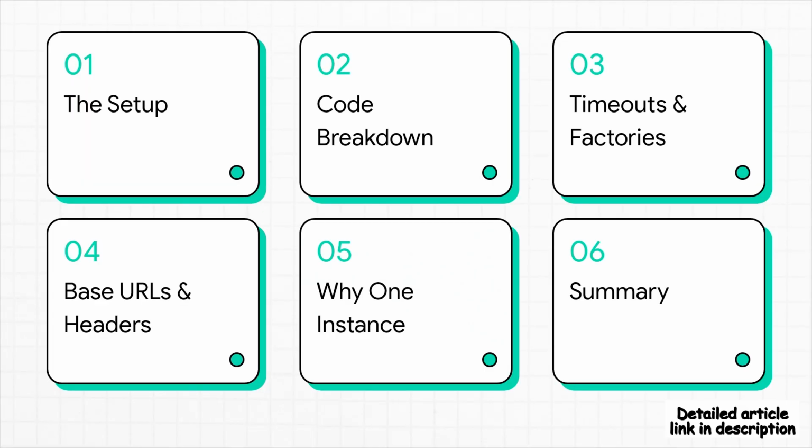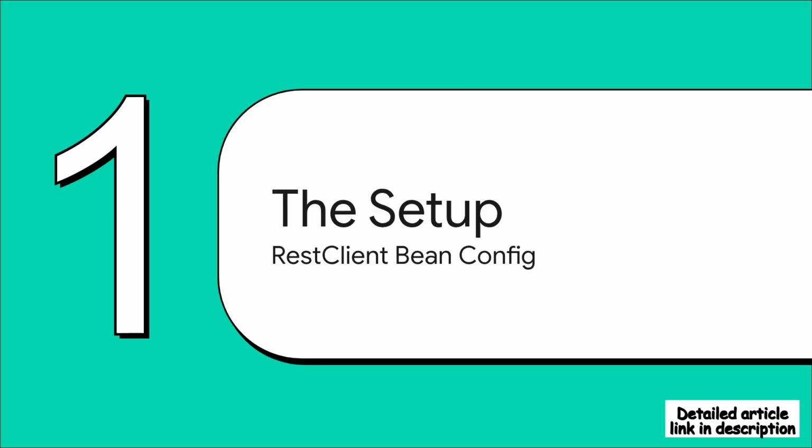Here's our roadmap for today. We'll start with the REST client being set up, then break down the code, look at timeouts and request factories, base URLs and headers, cover why one instance really matters, and finally, wrap up with a summary and next steps. Okay, part 1, the REST client being set up.